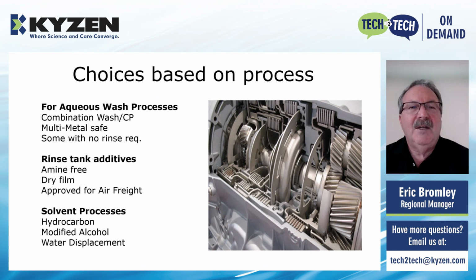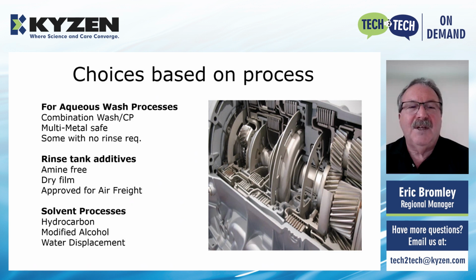And once again, for the different processes, for aqueous wash, combination wash and CP is really most effective. It's multi-metal safe, and some of them that are available in the market don't even require a rinse. So you can wash the part and let it air dry and drip dry, and it has the CP protection right on it. There are some products that you can actually paint right over as well. So it's probably the most effective.